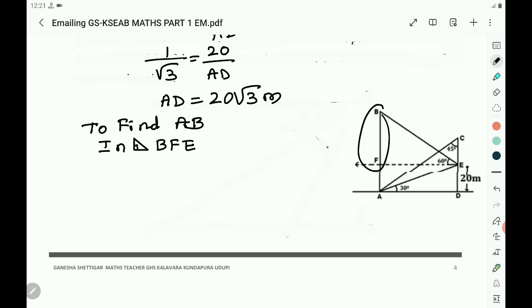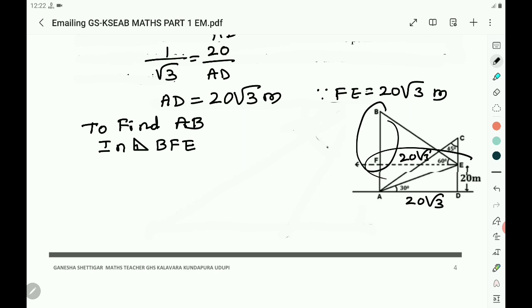To find BF, BF is the opposite side and FE is the adjacent side. FE is equal to AD, which is equal to 20 root 3. Here these two are same. Therefore, you write FE is equal to 20 root 3 meter.